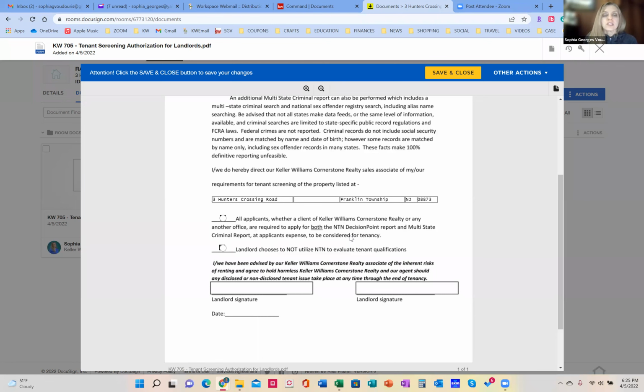And usually in NTN, the criteria is 3 times the rent. So make sure you understand that. If an apartment or townhouse is, let's say, $2,500 a month, NTN is looking for $7,500 a month in income. 3 times. Even if somebody is over 18 but not employed, do they still need to do the NTN? Yes.